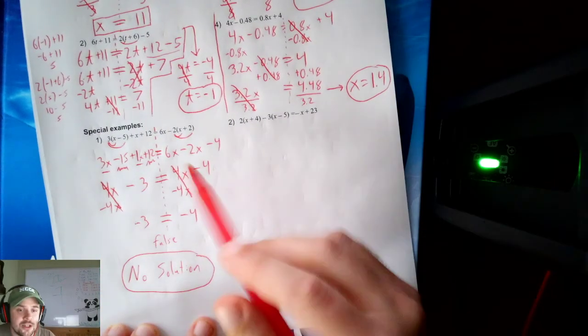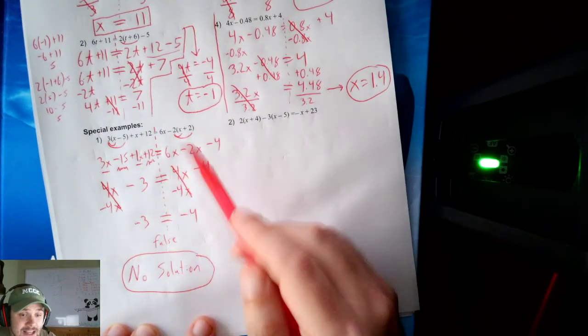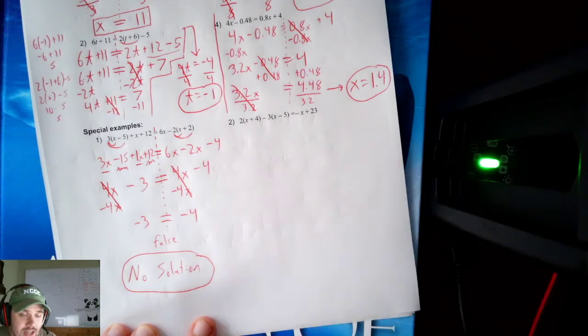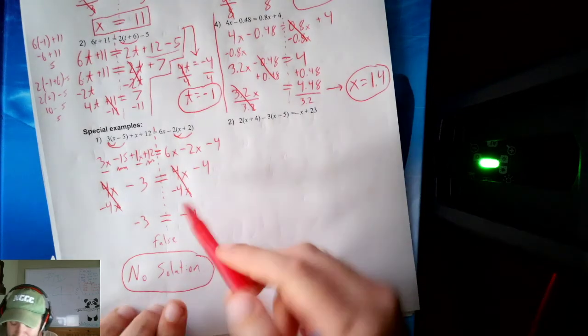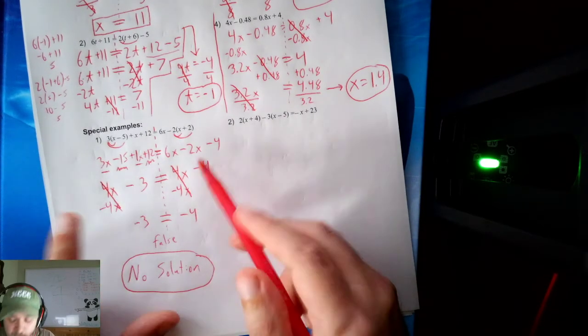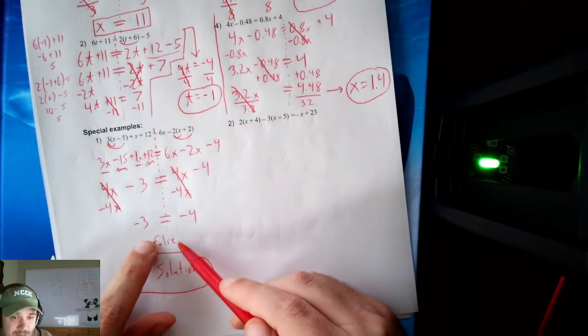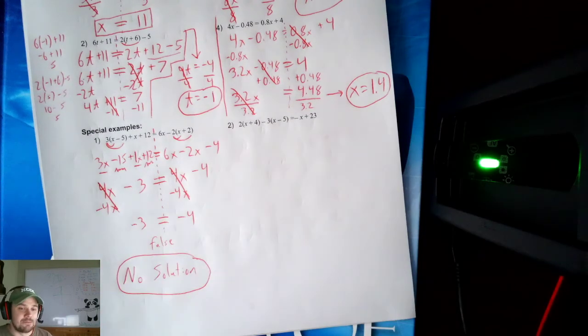No number you choose will ever make this problem true. Nothing you ever plug in will ever work out. It is an impossible to solve equation. Notice the variable disappeared and we were left with a false statement. That was why it was a special example. Some equations have no answers.